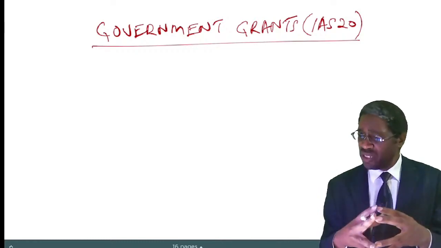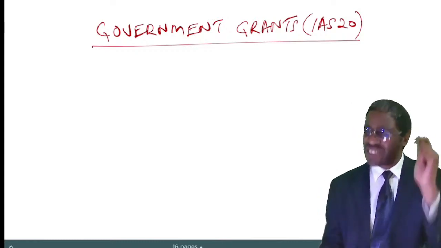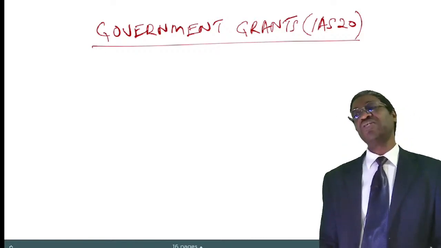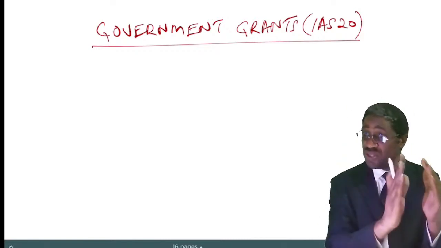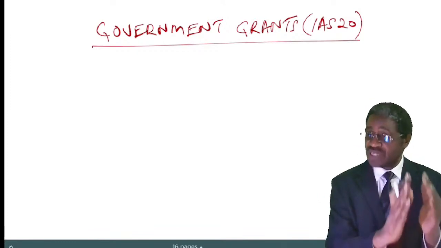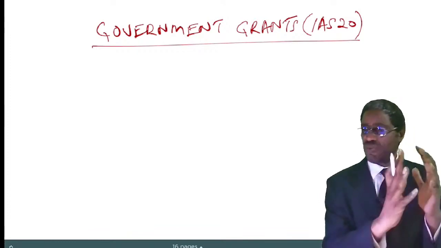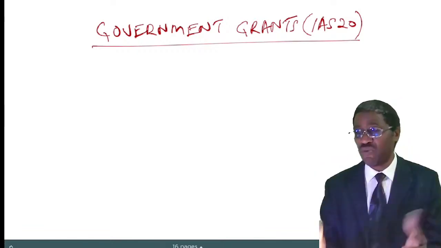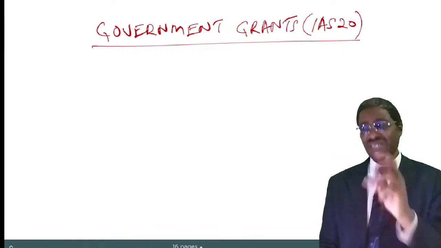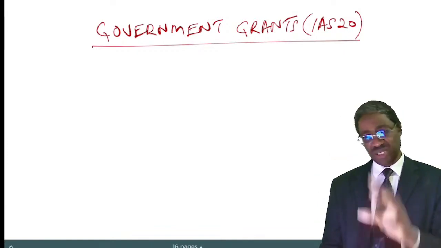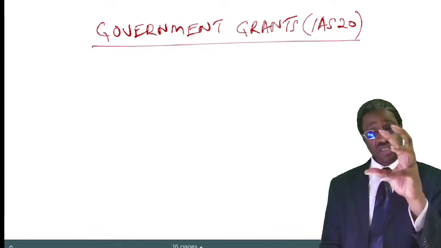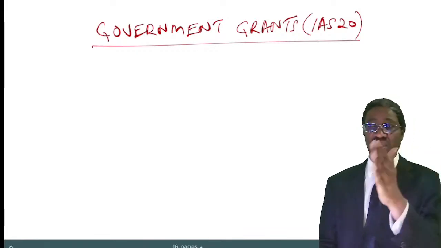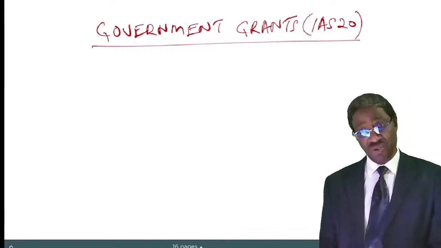So we normally define government grants as assistance that you, as a business, receive from the government in the form of transfer of resources. When the government transfers resources, they give you assistance in that form. Either those resources are in the form of cash or in any other kind, and that is a government grant. The main thing is assistance received from the government in the form of transfer of resources.